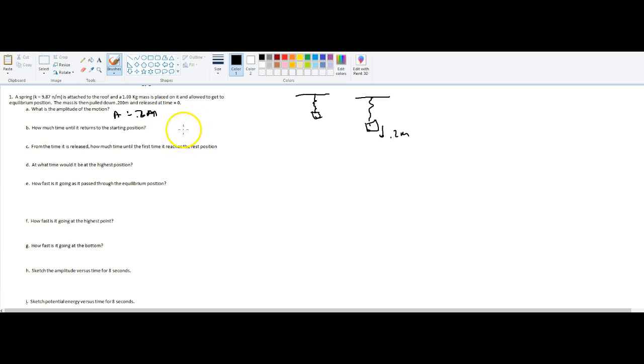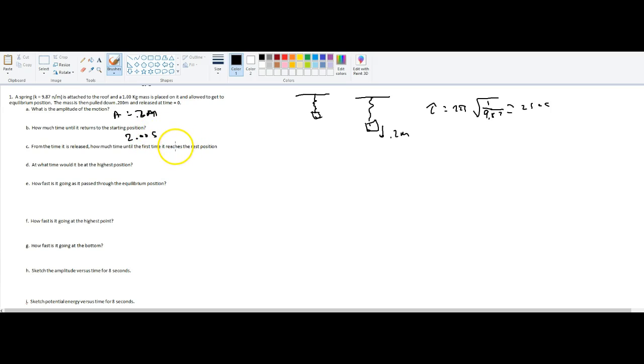How much time until it returns to the starting position? Well, that's a period question. Period is equal to 2 pi square root of m over k. So 1 divided by 9.87, square root, times 2 times pi, and I get 2 seconds. So the time to return to the starting position is 2.0 seconds.